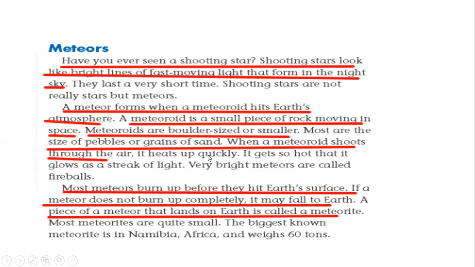When a meteoroid shoots through the air, it heats up quickly and gets so hot that it glows as a streak of light. Now, most meteors burn up before they hit Earth's surface. If a meteor does not burn up completely, it may fall to Earth. A piece of meteor that lands on Earth is called a meteorite. Most meteorites are quite small.